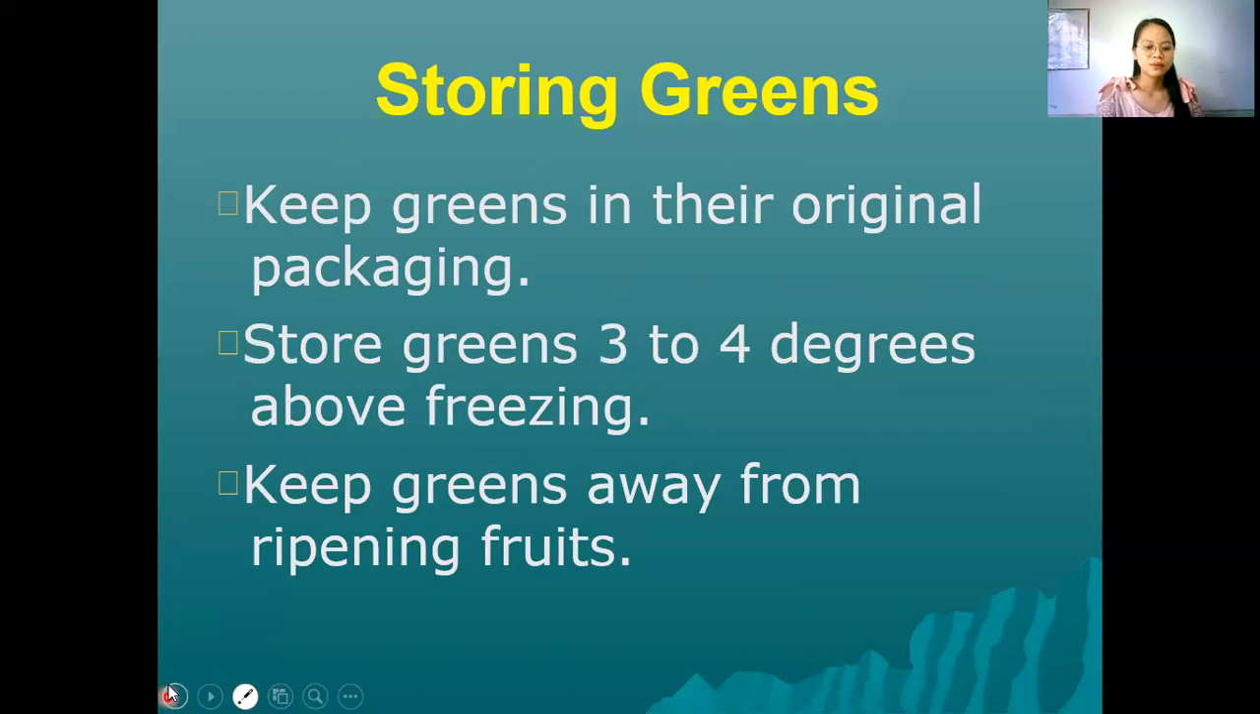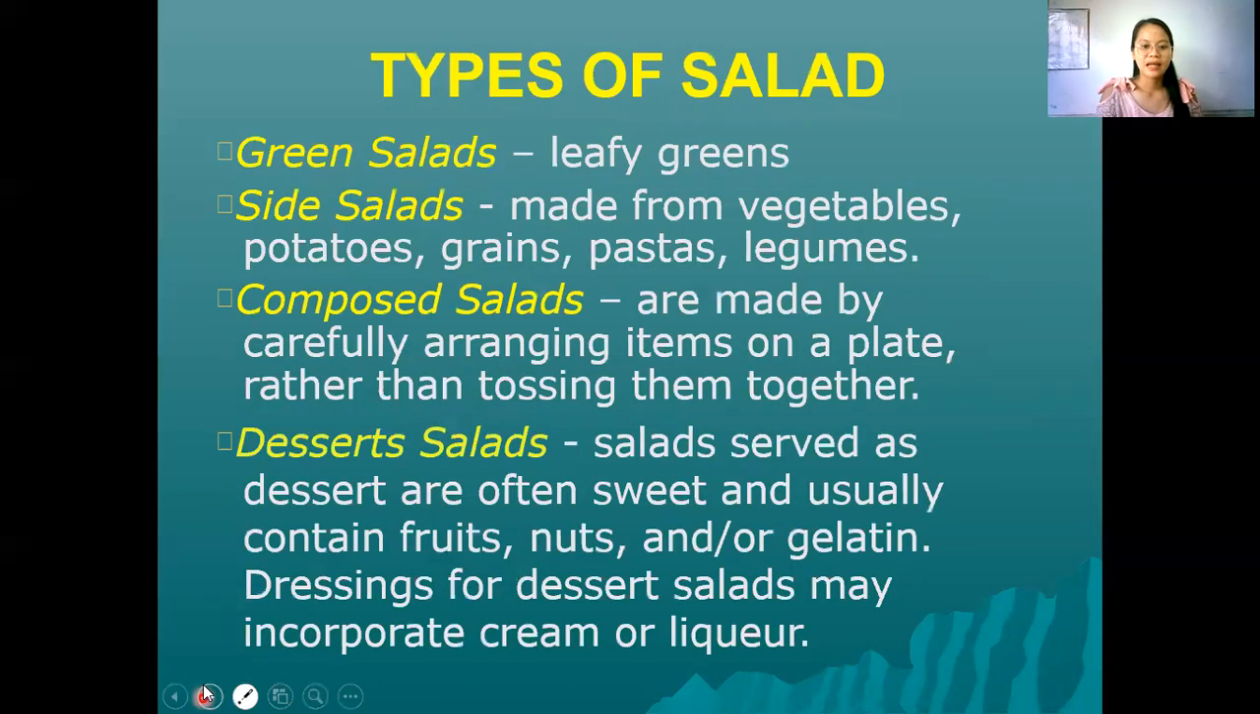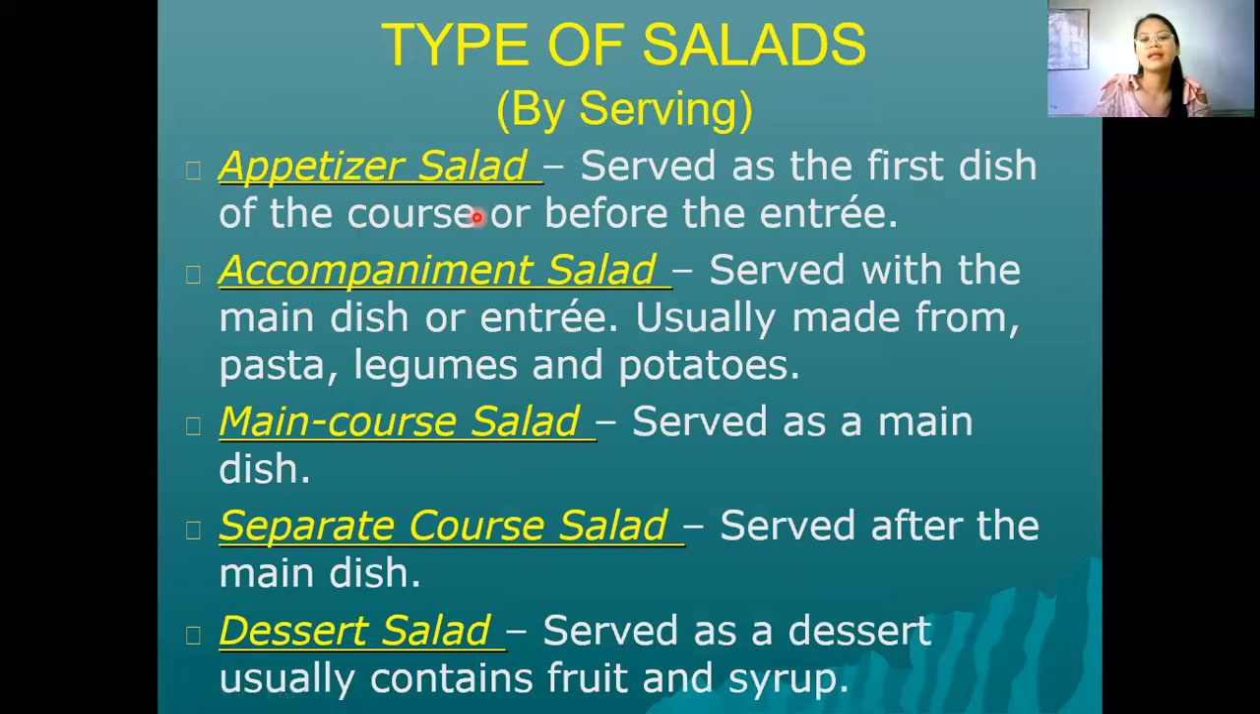Okay, so this one. Types of salad. We have green salads, side salads, composed salads, and dessert salads. Green salads are, of course, leafy greens. Side salads are made from vegetables like potatoes, grains, pastas, and legumes. And composed salads are made by carefully arranging items on a plate rather than tossing them together. And dessert salads are served as dessert, are often sweet and usually contain fruits, nuts, or gelatin. Dressing for dessert salads may incorporate cream or liquor.